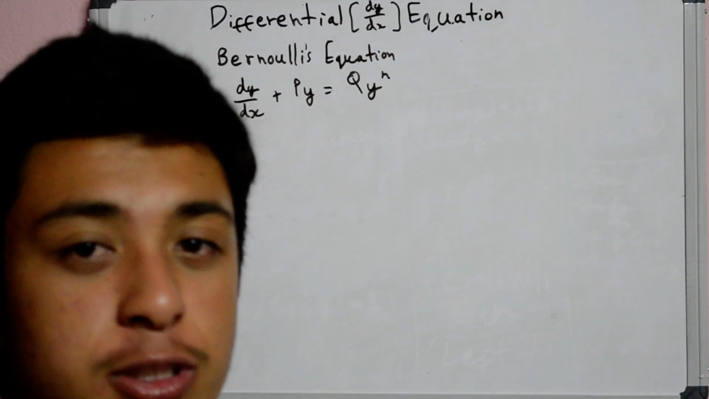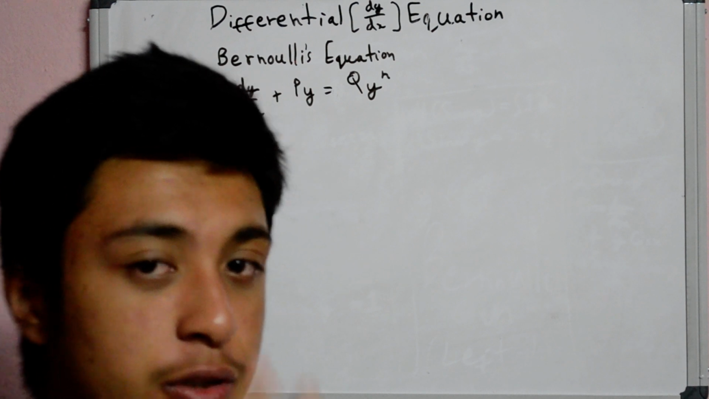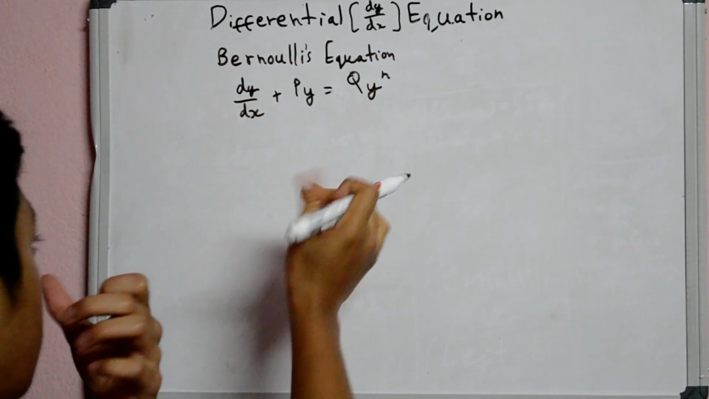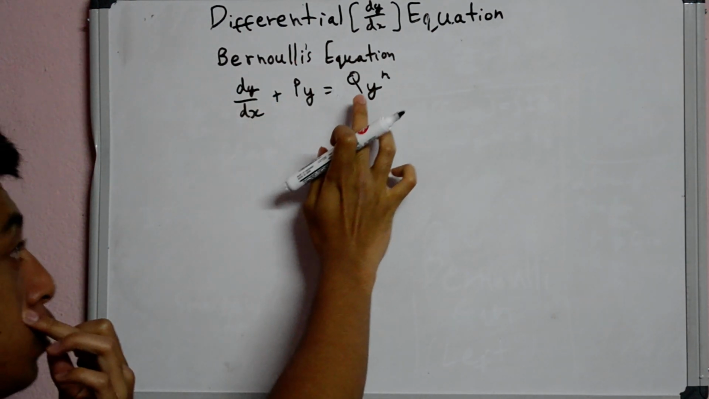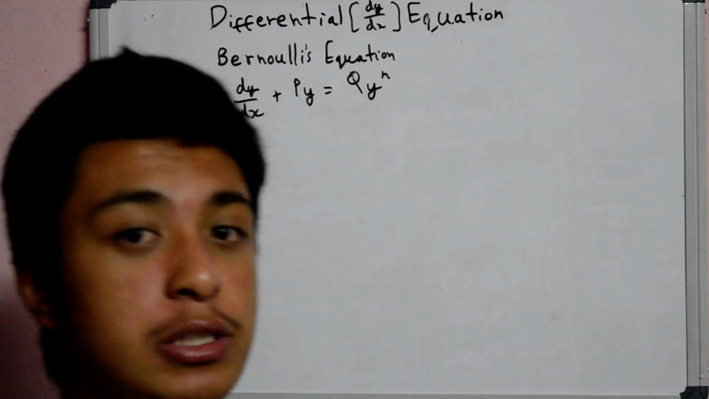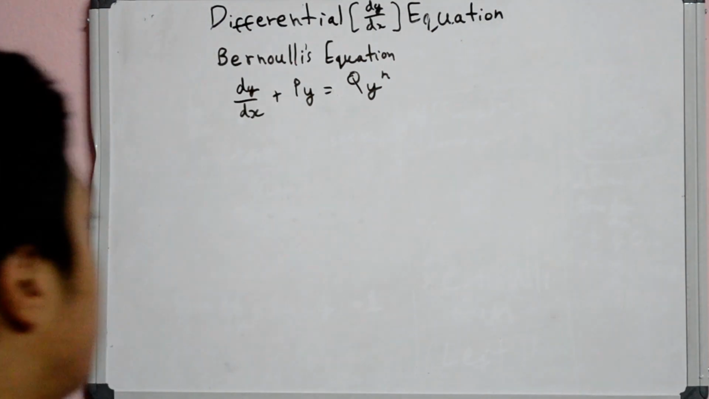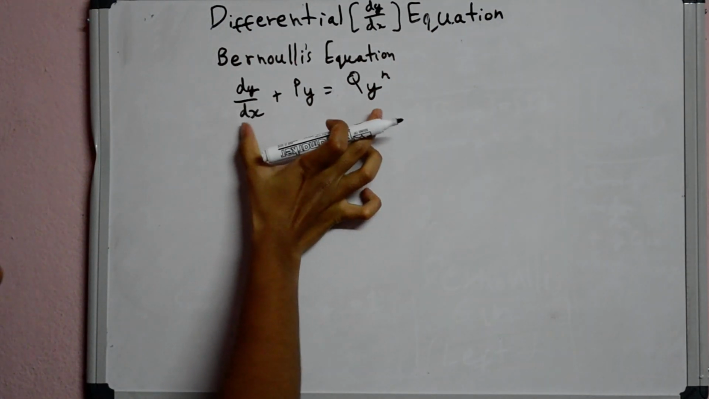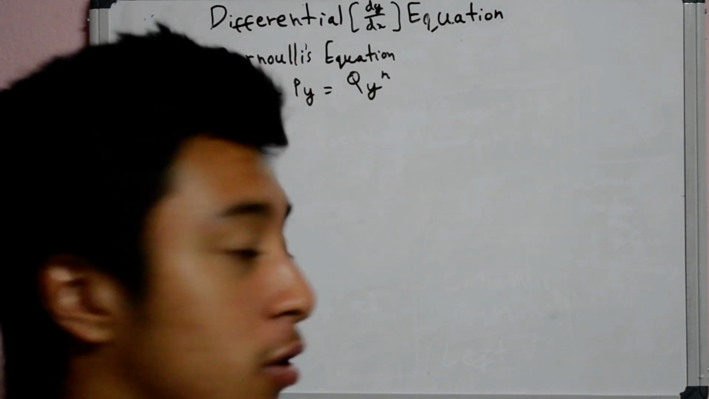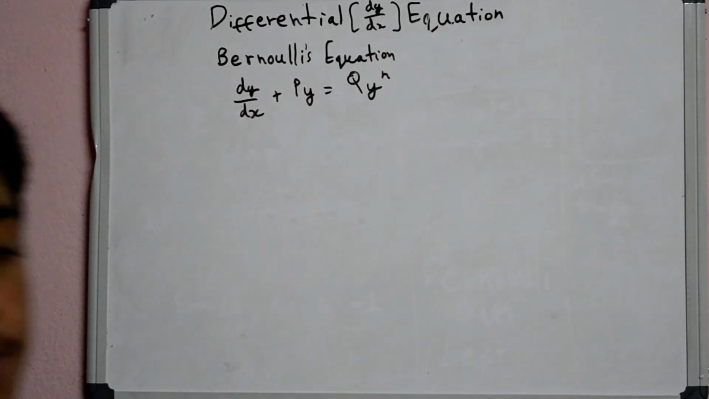So it is a special kind of linear equation where you have to convert dy/dx + Py = Qy^n into a linear form. So the following is the general equation for a Bernoulli's equation.